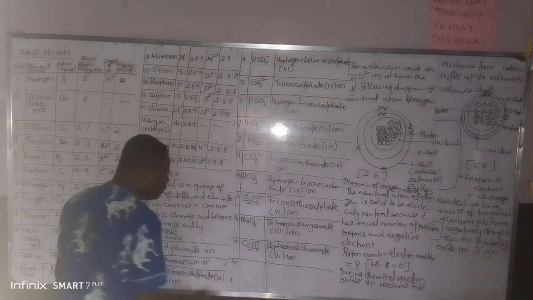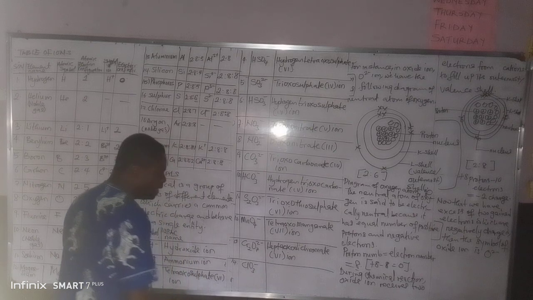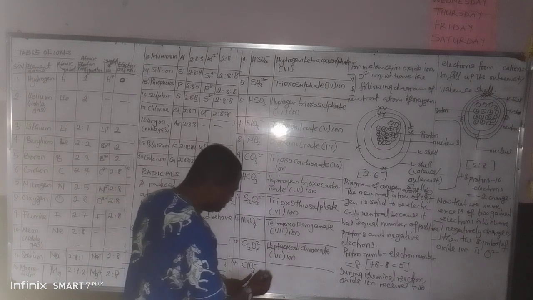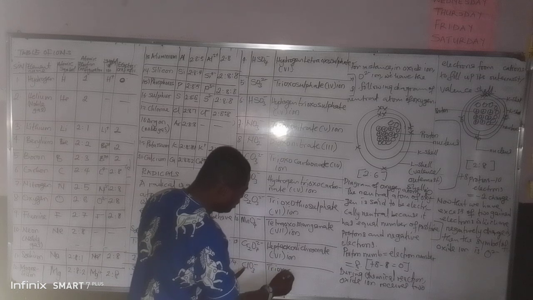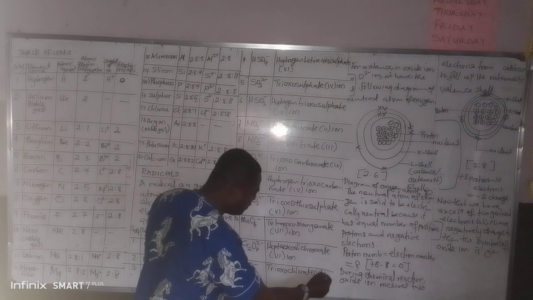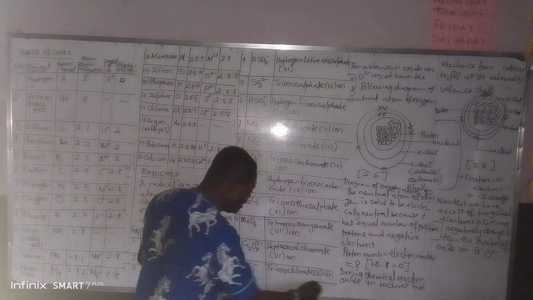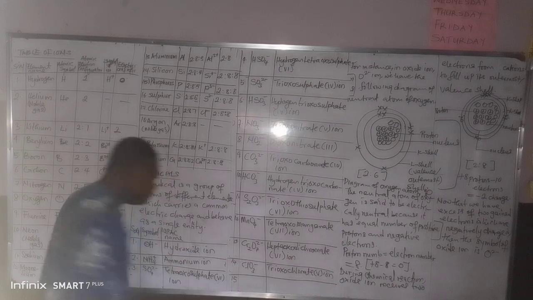Number 14. We can also have ClO3 minus. This one now is going to be what? This 3 is what? This oxygen is what? Oxo. This chlorine is what? Chlorate. Trioxochlorate 5 ion. So that's what we have there. Then number 15.